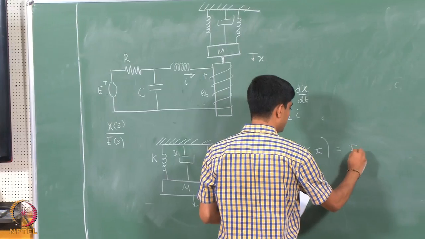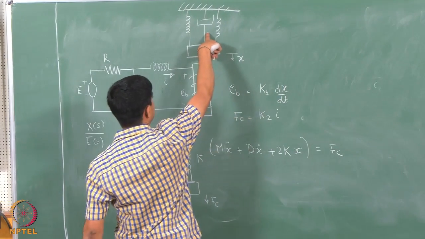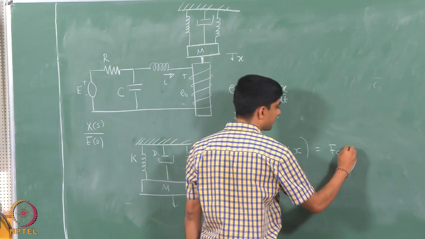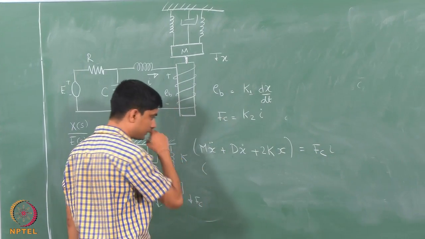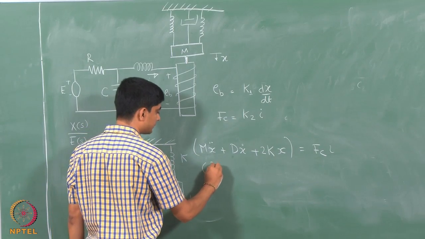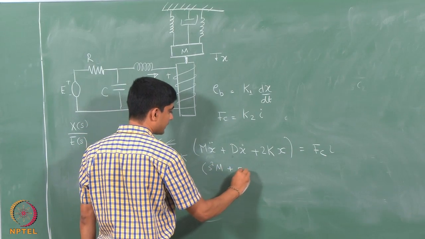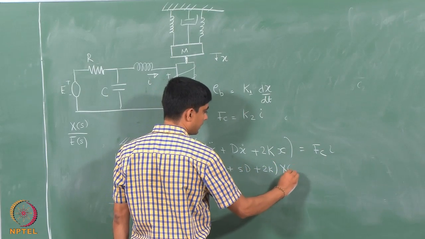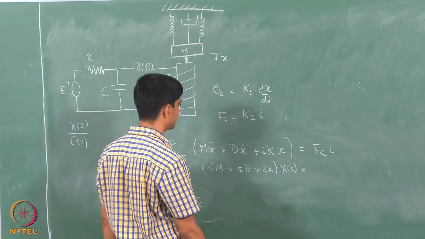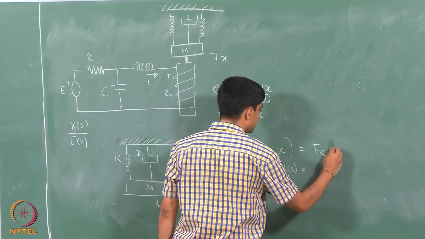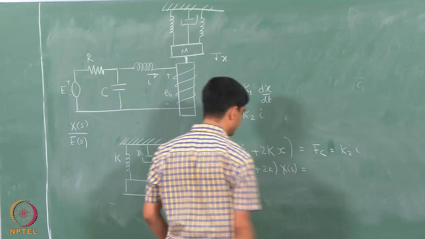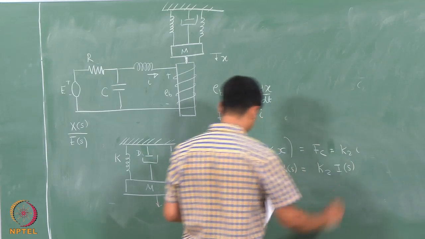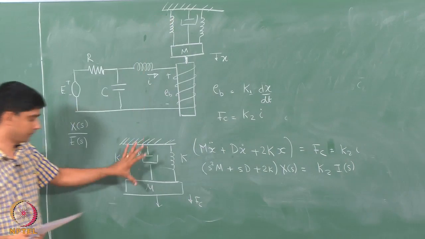This would be equal to the force, and what is the force? The coupling between this mechanical system and this electrical system comes via this current I. So this is K2 times I. I can write this as (S square m plus S times d plus twice k) x of S is, sorry, I just made a mistake here, this is K2 times I. So this would be K2 times I of S. That is this part over here.